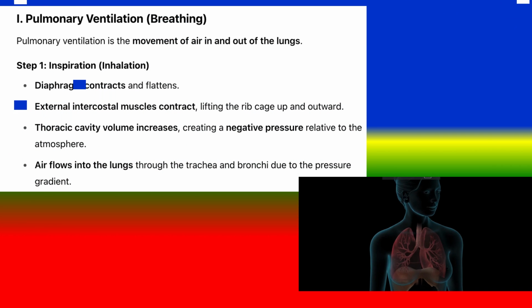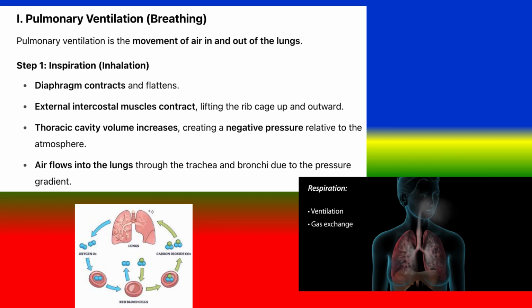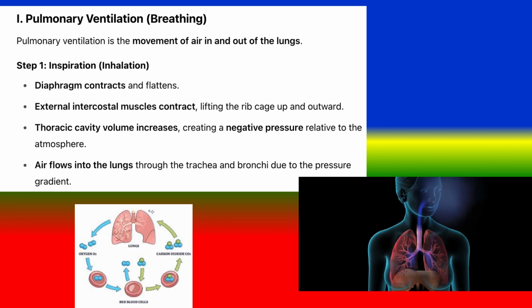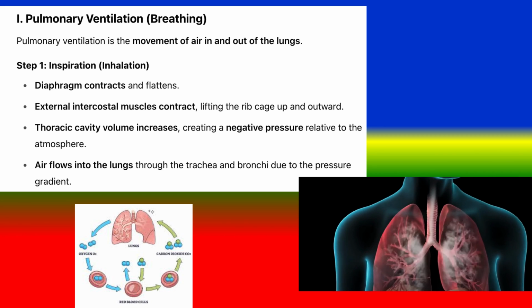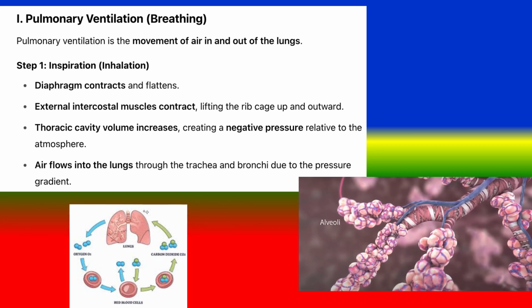Pulmonary ventilation, breathing. Pulmonary ventilation is the movement of air in and out of the lungs. Step 1, inspiration, inhalation. The diaphragm contracts and flattens. External intercostal muscles contract, lifting the ribcage up and outward. Thoracic cavity volume increases, creating a negative pressure relative to the atmosphere. Air flows into the lungs through the trachea and bronchi due to the pressure gradient.